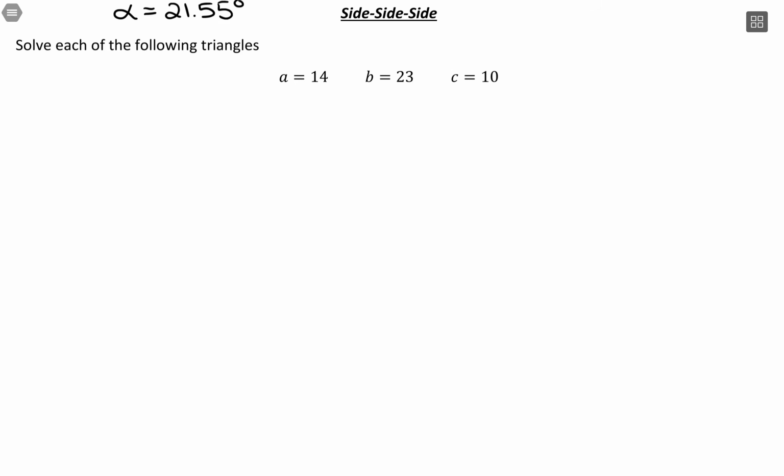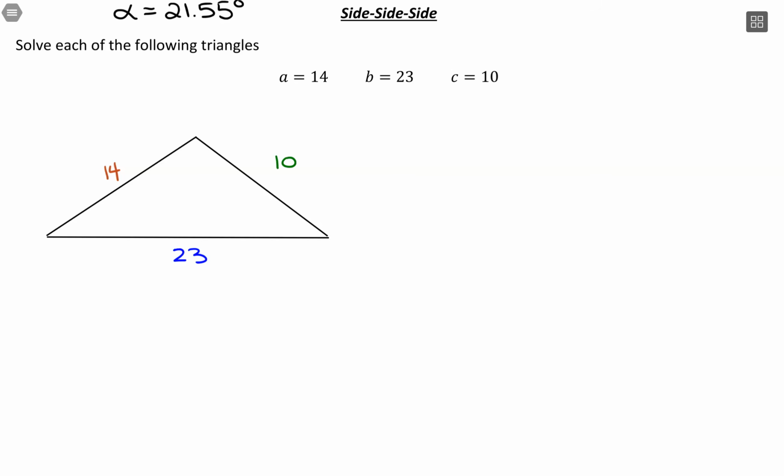Okay, so with this one, it's going to be side, side, side. So we're not being given any angle measurements. Let's see, I'm just going to sketch this as best as I can. We have a long side of 23. We have 14, which, oh no, maybe that's a little less than halfway. Maybe I'll do something like that. Close enough. All right. A is 14, B is 23, C is 10.